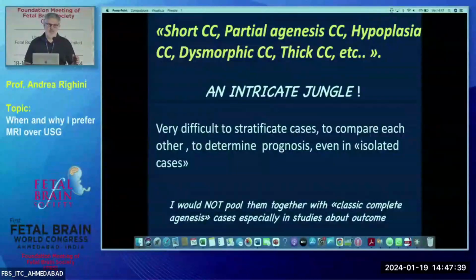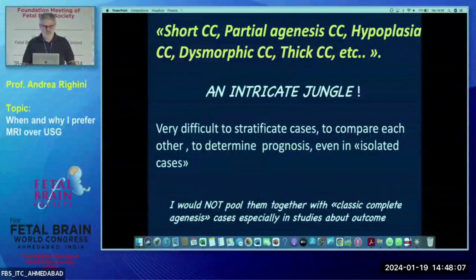This is where I want to get in trouble. You get in trouble when you talk about this topic, which is the so-called not complete agenesis, or abnormal corpus callosum: short, hypoplastic, dysmorphic, whatever. There are about a dozen terminologies for that. We saw it also yesterday. So this is a really intricate jungle.